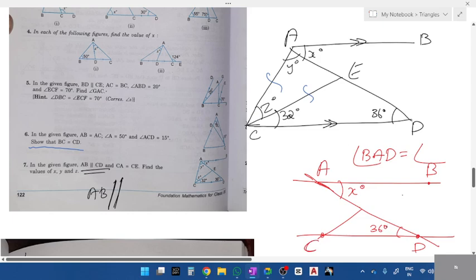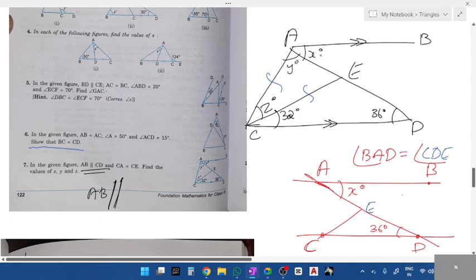36 degrees. How will you write this 36 degree? From where will you start? Where is the line starting from? CDA, or you can write even CDE. Even that is fine. CDA is also fine. CD is also fine. Now did you understand what is interior alternate? CDE is equal to BAD. CDE, even that is fine.